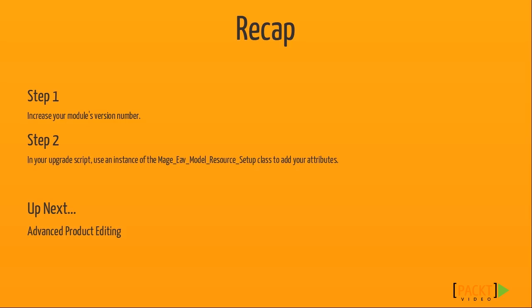So let's recap. After we incremented our module's version number, we were able to use an upgrade script to add the attributes to our product type. Also remember that if you're creating a new product type, usually you need to apply the already existing attributes to that product type. Coming up in the next video, I'm going to show you how you can create some advanced product editing screens, so stay tuned.